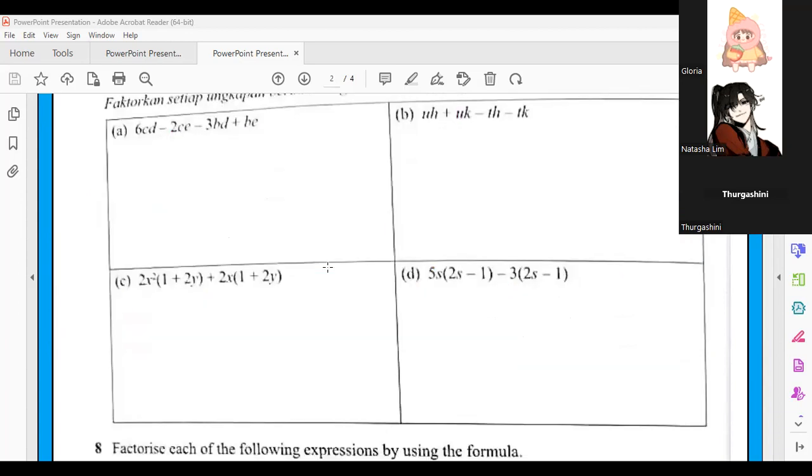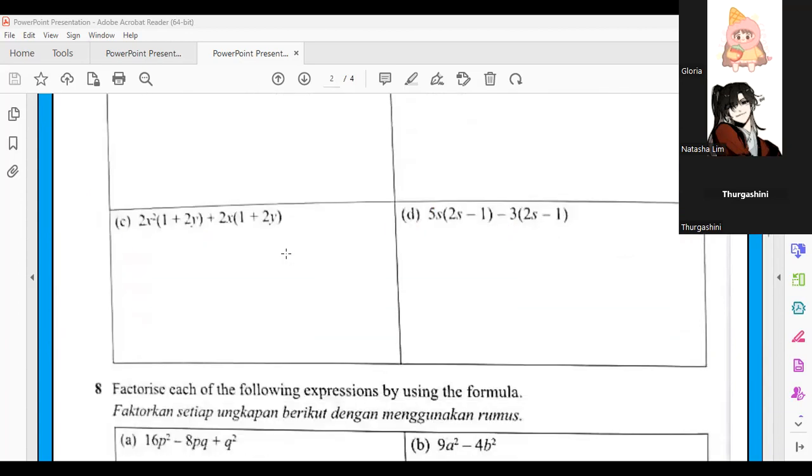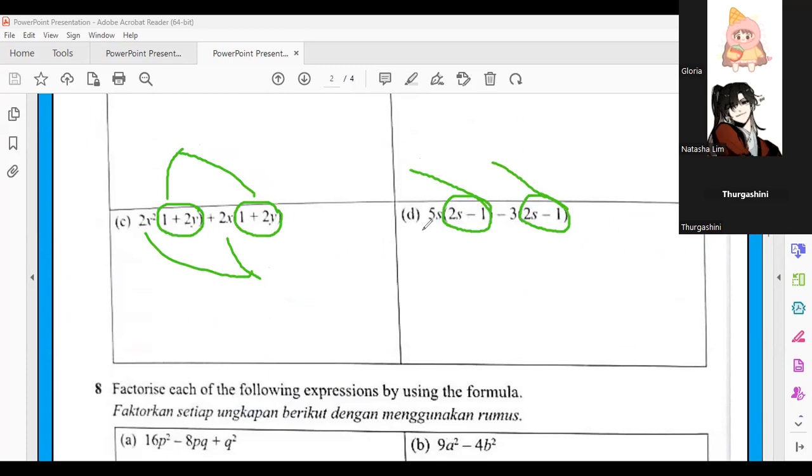Alright, clear this up? Well, I've got to rush a bit now. I'm going to leave you girls to try this, okay? You look carefully, girls. 1 plus 2y is already there. 1 plus 2y is already there. So take this out and see what's left. Can you see 2s minus 1? Take this out. 2s minus 1. Take this out. So you're left with whatever is left. That earlier question was a bit more difficult, huh?